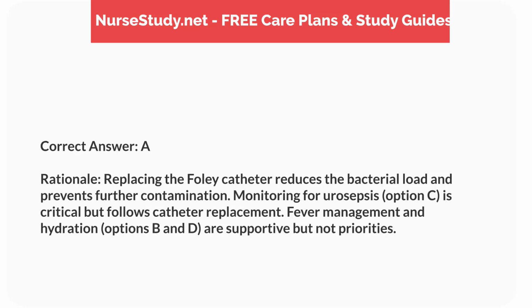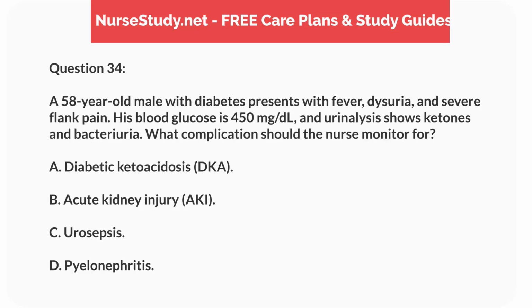Correct answer, A. Rationale: replacing the Foley catheter reduces the bacterial load and prevents further contamination. Monitoring for urosepsis, option C, is critical but follows catheter replacement. Fever management and hydration, options B and D, are supportive but not priorities. Question 34. A 58-year-old male with diabetes presents with fever, dysuria, and severe flank pain. His blood glucose is 450 mg per deciliter, and urinalysis shows ketones and bacteriuria.